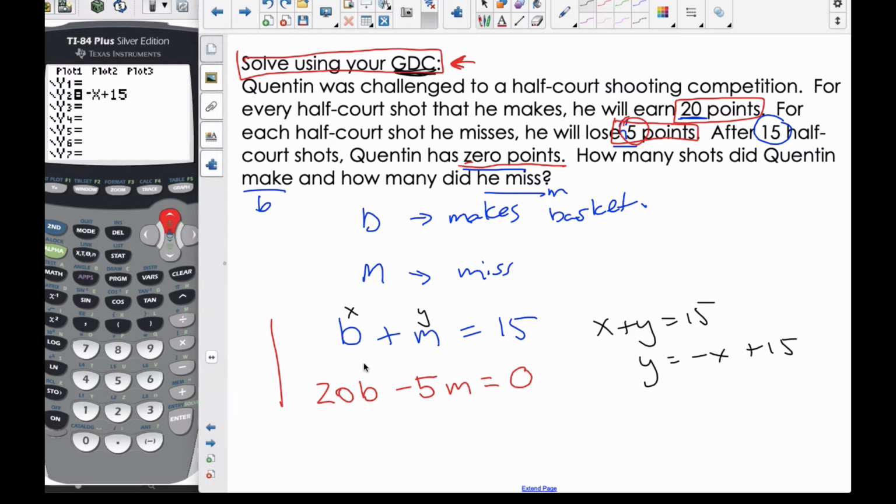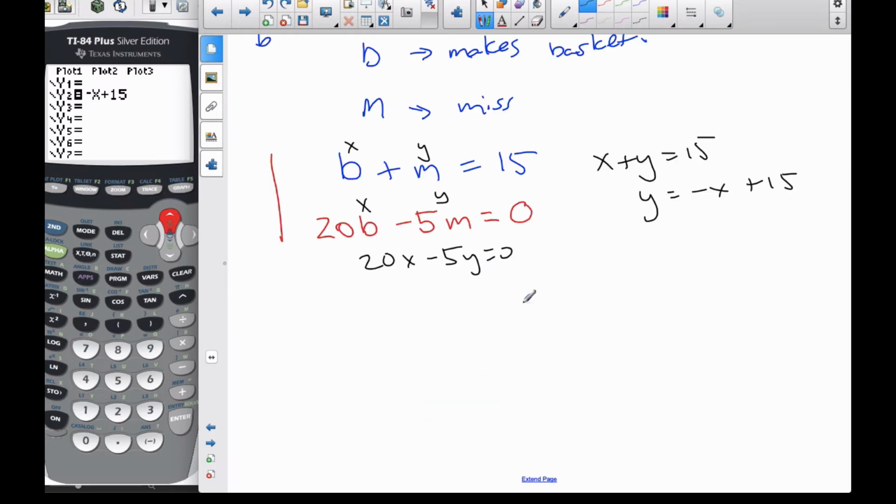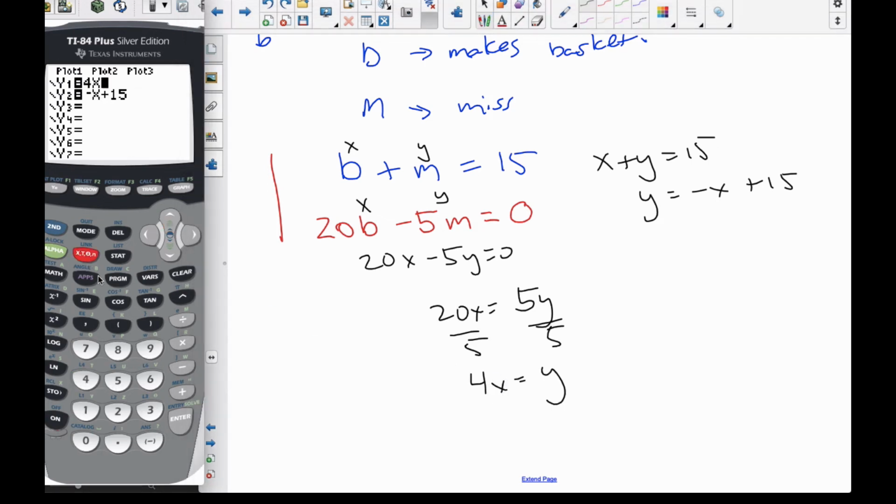Then I do the same thing here, being consistent with the x and the y. I have 20x minus 5y is 0. If I bring the 5y over, it's equal to 20x, and I divide by 5 because I'm trying to solve for y. y is equal to 20 over 5, which is 4x.